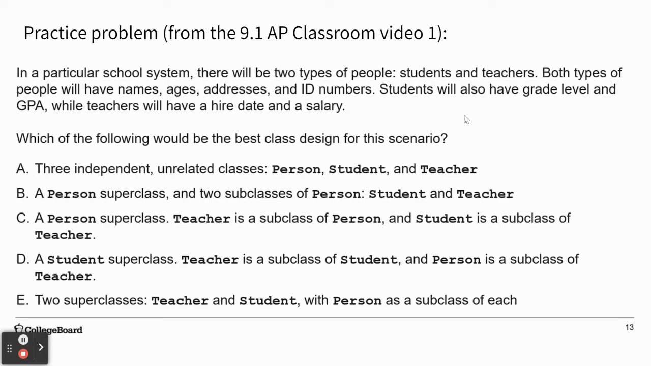Here's a practice problem from the AP Classroom video. We've got a school system. There's two types of people, students and teachers. Both types have name, age, address, ID number. Students, though, also have grade level and GPA, and teachers have a hire date and a salary. So which would be the best class design for this? Let's read this for a sec. And don't blurt out the answer.